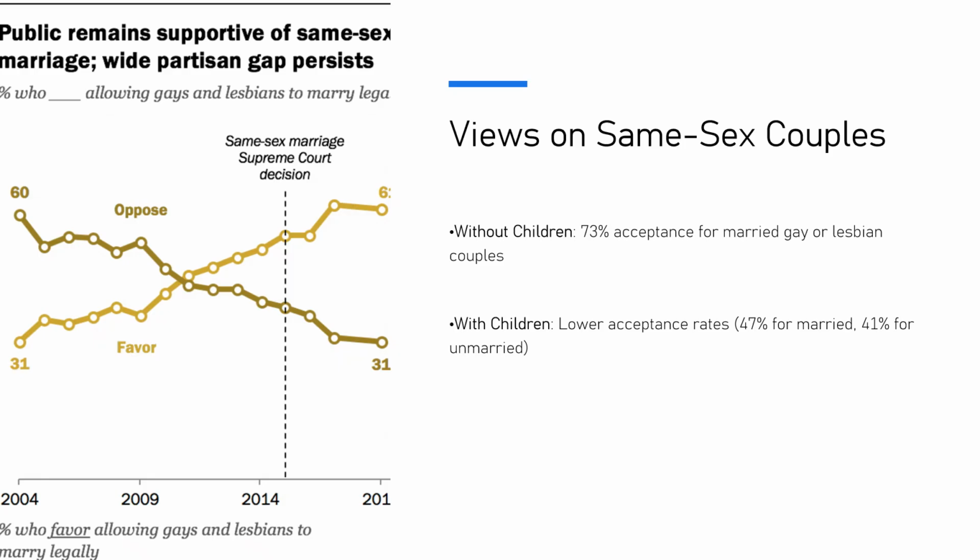The acceptance rate is even lower for unmarried same-sex couples raising children, with only 41% of Americans finding this arrangement acceptable. This highlights the additional societal challenges faced by same-sex couples who are not married but are raising children. These findings illustrate that while acceptance of same-sex couples is increasing, there are still significant societal hurdles, particularly regarding parenting. We will be thinking about what your thoughts on these acceptance rates are in class.